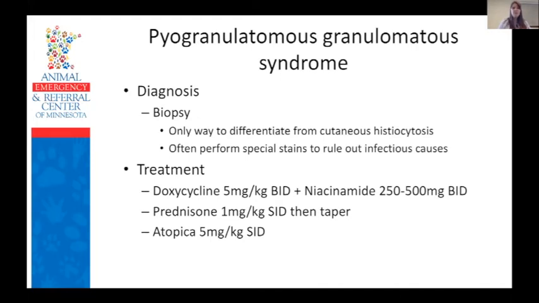And then treatment is usually similar to everything else. So doxyniacinamide, pred, or Atopica, not all together, obviously. If it's mild, I've got lots of cases that are mild, I'll just do doxyniacinamide and that'll be their mainstay. And then I'll try to taper them off to a lower frequency. Usually need lifelong therapy, like all these diseases do, but I can usually get them down.